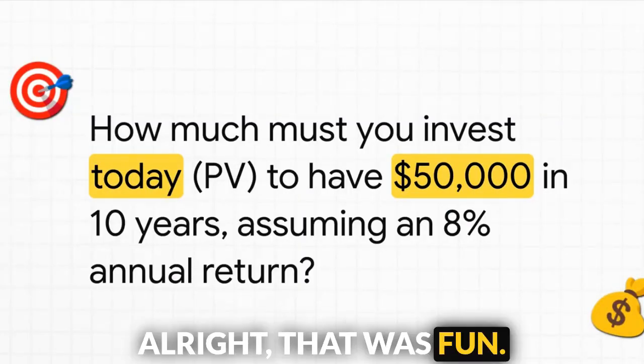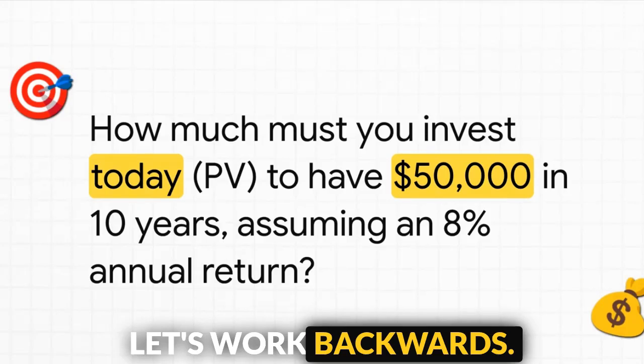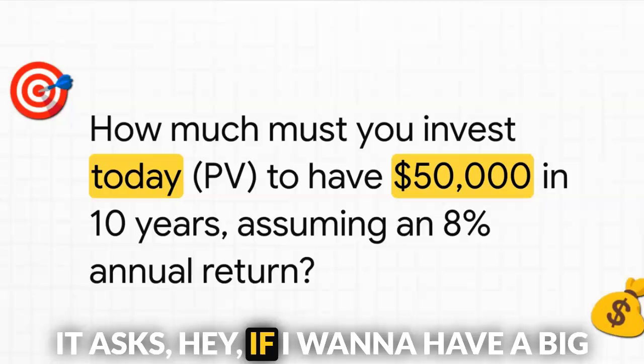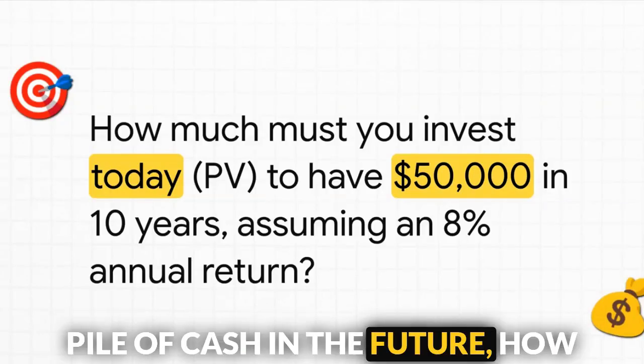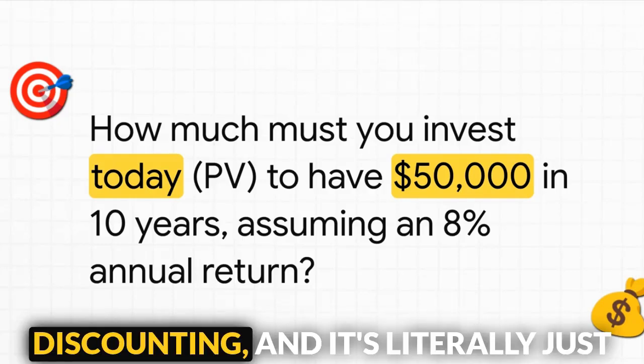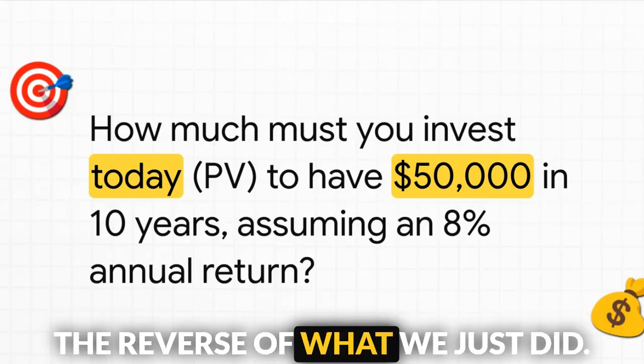All right, that was fun. Now let's try something different. Let's work backwards. Question 3 doesn't ask what our money will become. It asks, hey, if I want to have a big pile of cash in the future, how much do I need to put away today? This is a concept called discounting, and it's literally just the reverse of what we just did.